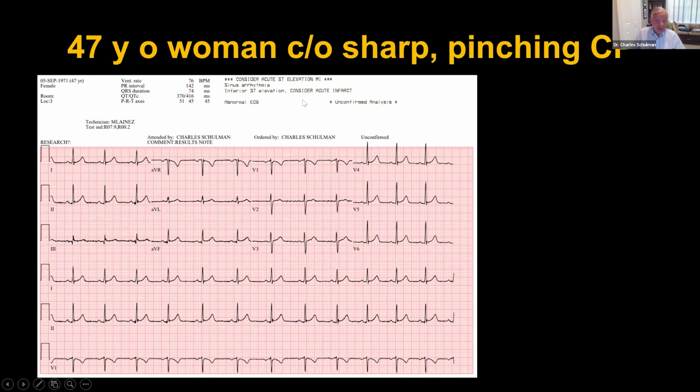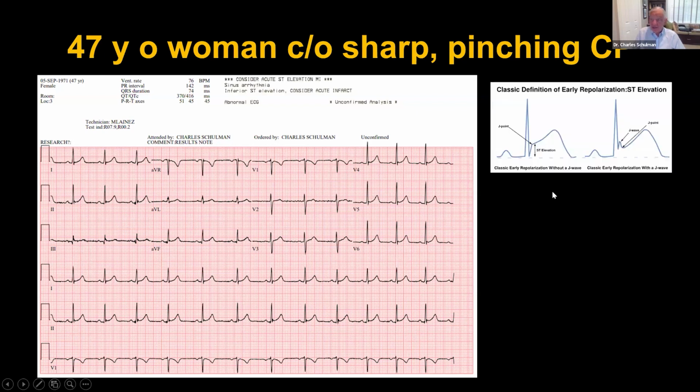That's what it says. Okay, and there are indeed ST elevations in leads 1, 2, 3, aVF, V4, V5, V6. Is this a STEMI? Should we send her to the hospital? The answer is no, we shouldn't. This is the early repolarization abnormality.